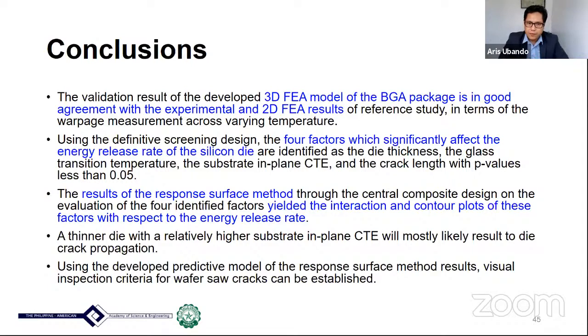Here, we were able to produce the interaction and contour plots for the energy release rate or the crack propagation in the design of the package, as well as working with the supplier to attain those material properties for us to somehow minimize the possible crack propagation in the silicon die.